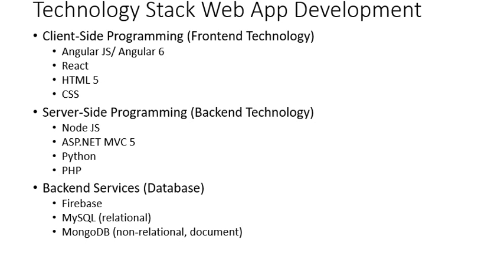Now we come to the technology stack for web app development. In web app development, we have a front end and back end, and we also have a database part. In the front end, AngularJS is very old. Nowadays we have Angular 6. Recently, in the last 10 days, they released Angular 7, so the latest one is Angular 7.